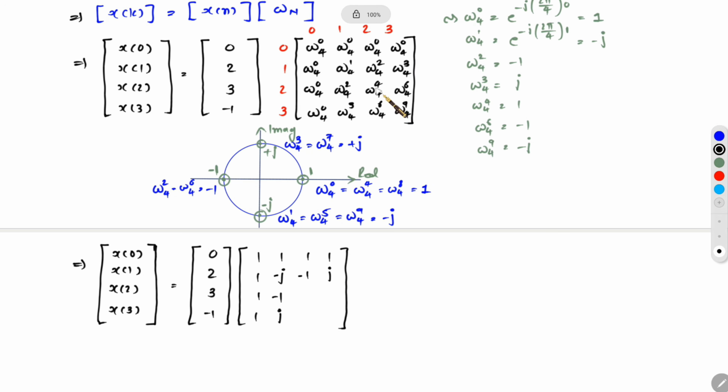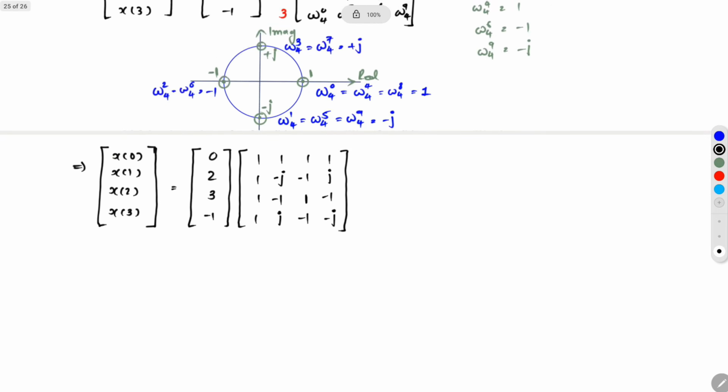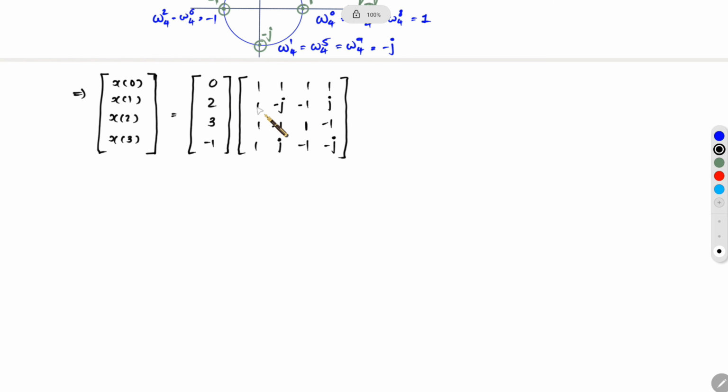Then W4 to the power 4, that is 1. So here we have 1. Then here W4 to the power 6 is there. W4 to the power 6 is minus 1. So minus 1 that we need to place over here. And W4 to the power 9, that is minus j. So here I need to substitute minus j. Right. Now we need to simply solve this matrix multiplication.